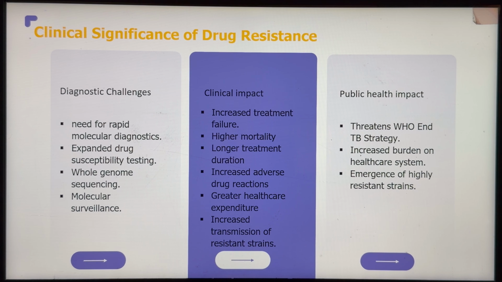Second, let's consider the clinical impact. Patients with drug resistant tuberculosis are more likely to experience treatment failure because the standard first line regimen is no longer effective. As a result, treatment becomes longer, often lasting many months, and involves second line drugs that are more expensive and may cause significant adverse effects. These patients also have a higher risk of mortality and may continue to transmit resistant strains if diagnosis and treatment are delayed.